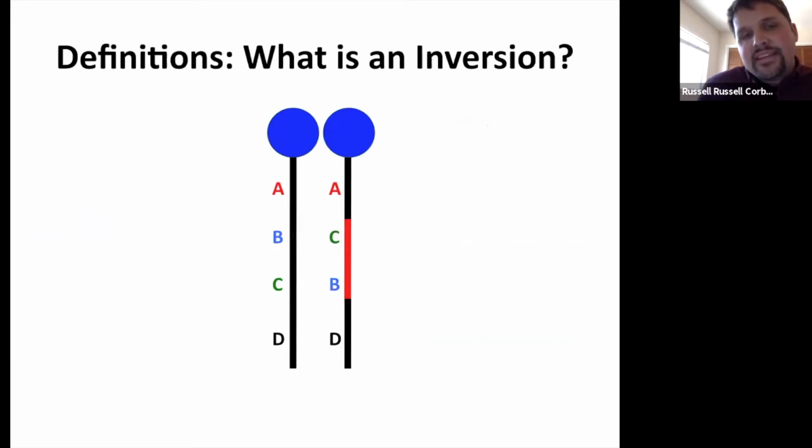So I like to start with a definition. What is an inversion? What I'm drawing here are 2 chromosomes. You can see the centromeres in blue and the line coming off the chromosome arm. And an inversion is that red region where you can see the second chromosome has an inversion relative to the first. So the first reads ABCD, and the second is reversed in that region, so instead reads ACBD. It's reversed in the red chunk.